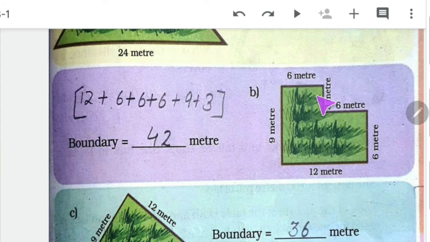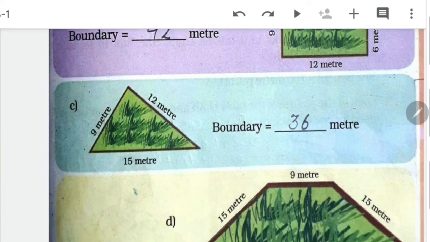It has 1, 2, 3, 4, 5, 6 boundaries, which means 6 sides of this field. The first side is of 6 meter, another is of 6, the third one is of 6, then the fourth one is also of 6 meter, the fifth one is of 12 meter and the sixth side is of 9 meter. After adding all these sides, we will have 42 meters. So that means the sum of boundary of field B is 42 meters.